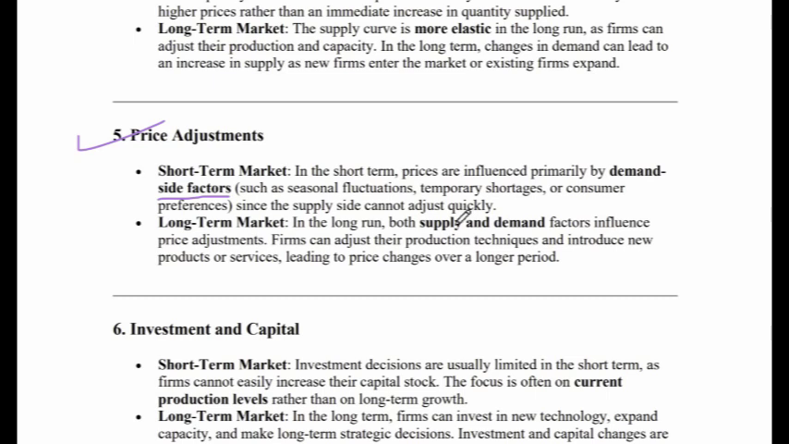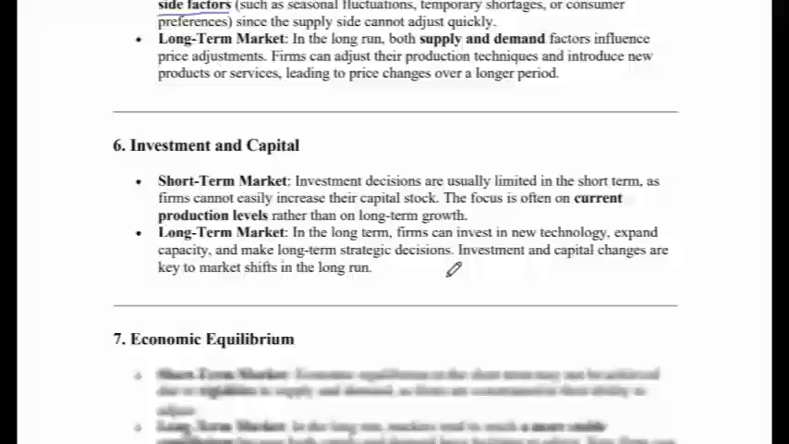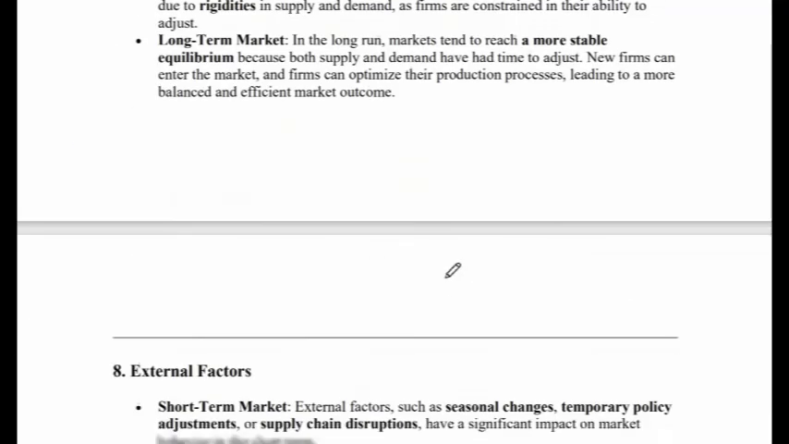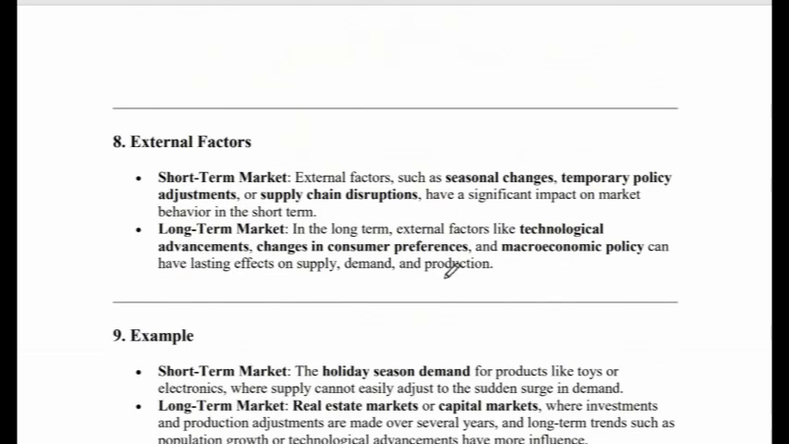वो इंपॉर्टेंट है समझना. लॉन्ग टर्म मार्केट में क्या होता है, बोथ सप्लाई एंड डिमांड दे एडजस्ट ईच अदर, दे कवर अप ईच अदर. जैसे डिमांड बढ़ेगा तो सप्लाई भी लॉन्ग रन में बढ़ेगा, तो प्राइस के ऊपर ज्यादा इंफ्लुएंस नहीं होगा. So price is more elastic. Firms can adjust their production techniques and introduce new products or services, leading to price changes over a longer period. Okay, we are not covering these parts.